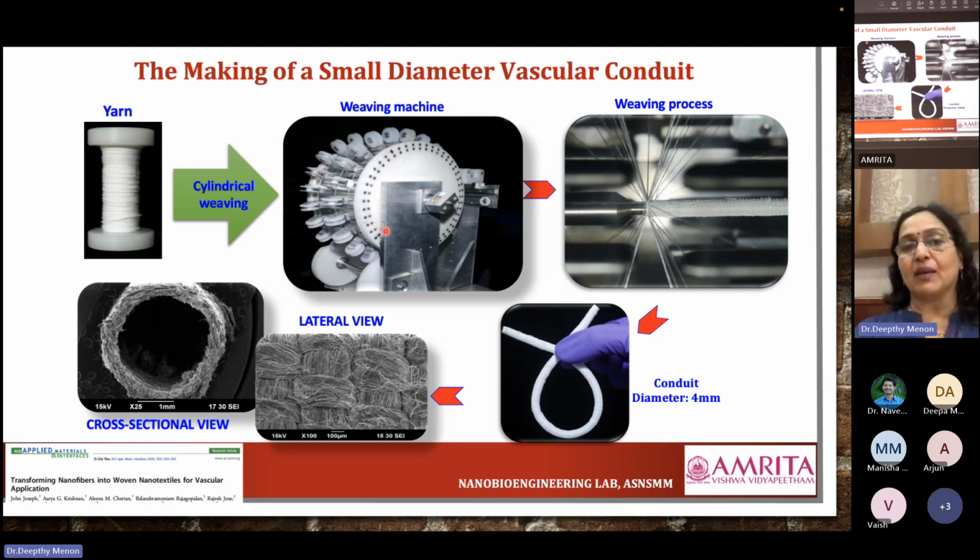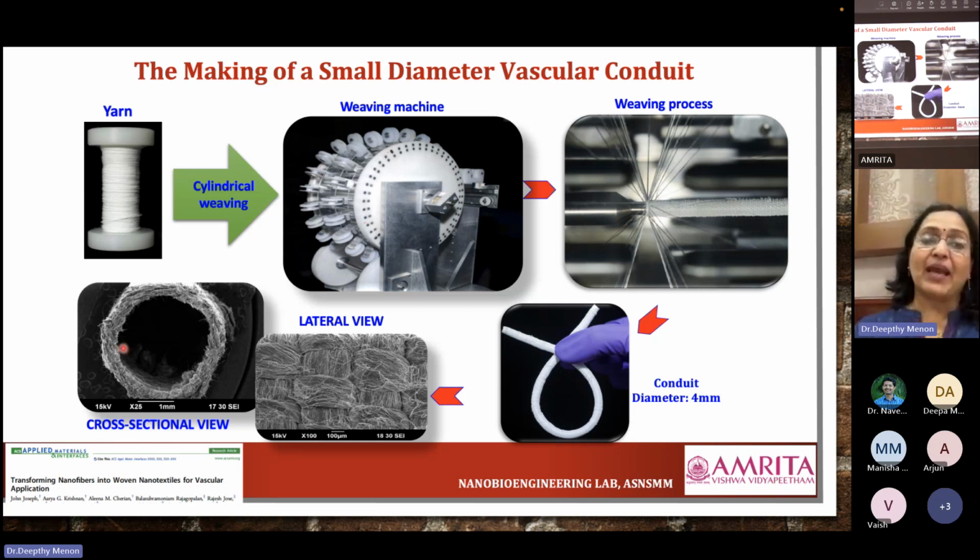We developed this machine in-house, and you can see we did the weaving to get a tube like this. See the length of the tube? These are conduits of diameter 4 millimeter. This is the lateral view of the same. You can see how closely packed it is. This is a fibrous yarn. This is one yarn. These are yarns which are crisscross, bidirectional alignment. And we transformed nanofibers into woven nanotextiles, and we demonstrated vascular application.